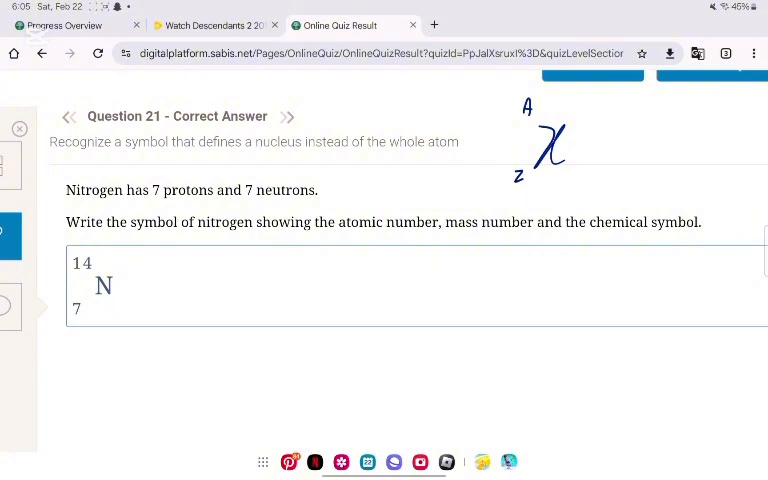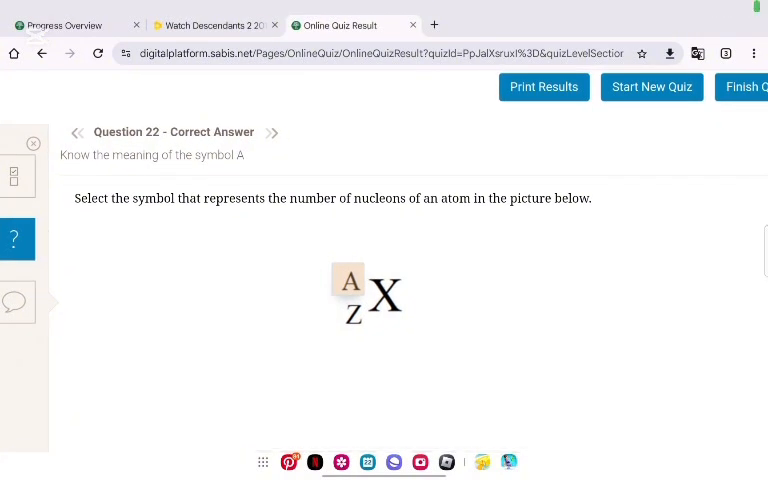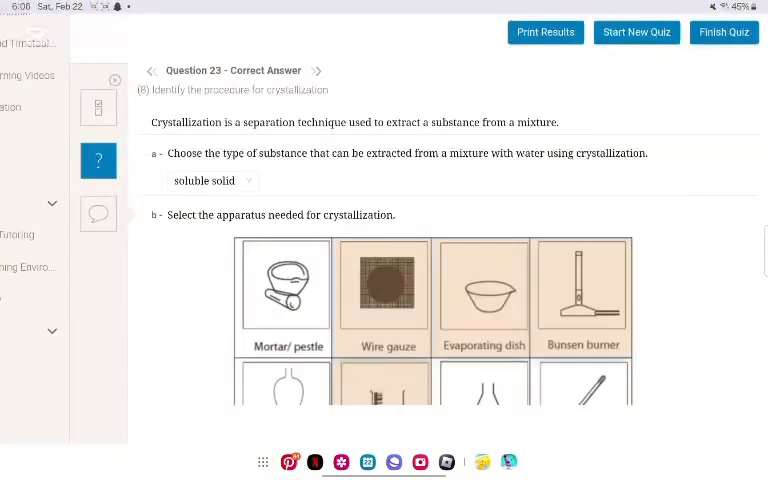We know mass number is protons and neutrons, and atomic number is just protons. So they said 7 protons, so we know that the 7 is going to go down. And they said 7 neutrons and 7 protons, and we know that mass number is protons plus neutrons. So it's going to be 7 plus 7, which is 14. That's it. Select the symbol that represents the number of nucleons of an atom. It's going to be A because Z represents the number of protons and A represents the number of neutrons and protons. This came many times and we probably all have it memorized by now.